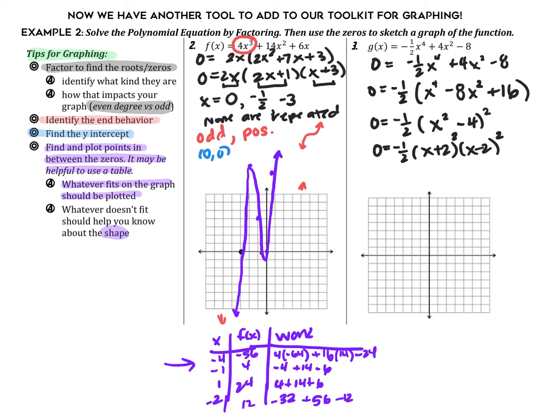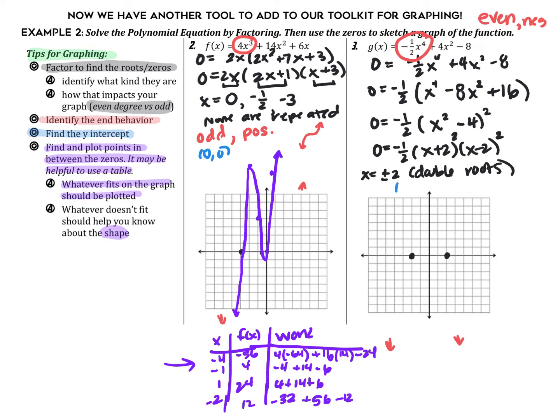So what are my roots? Well, my roots are when x equals plus or minus 2, and they are both double roots. What that means is it's not going to cross the axes at those two values. So let's go ahead and plot those two values, positive and negative 2. Let's identify the end behavior. This has an even degree, and it's negative. So at both ends of the graph, it should be going down.